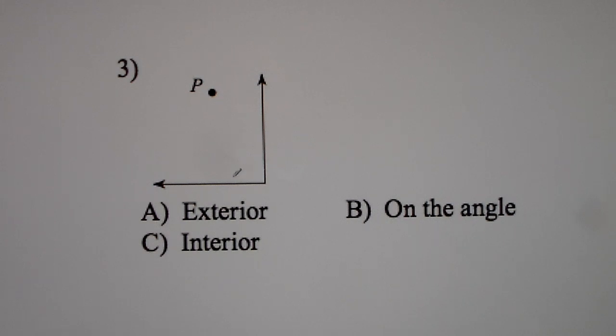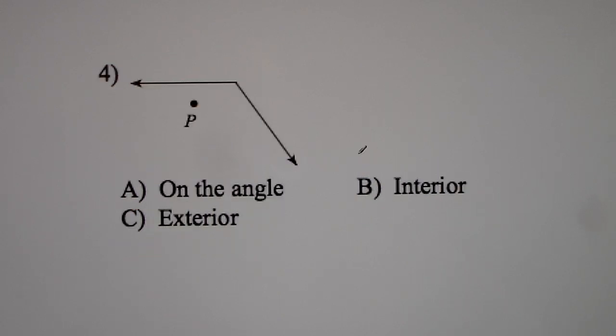Number 3. This looks to be a right angle. This point P, it's on the inside of that angle, so 3 is C, interior. 4, point P, it's on the inside of that angle, so it's on the interior.